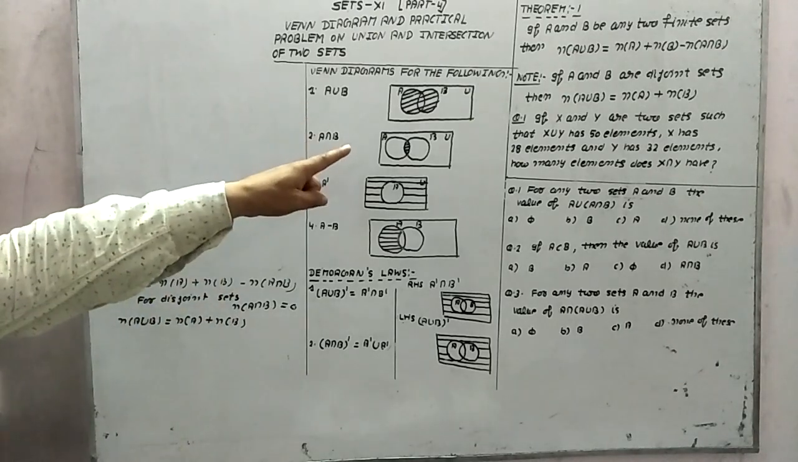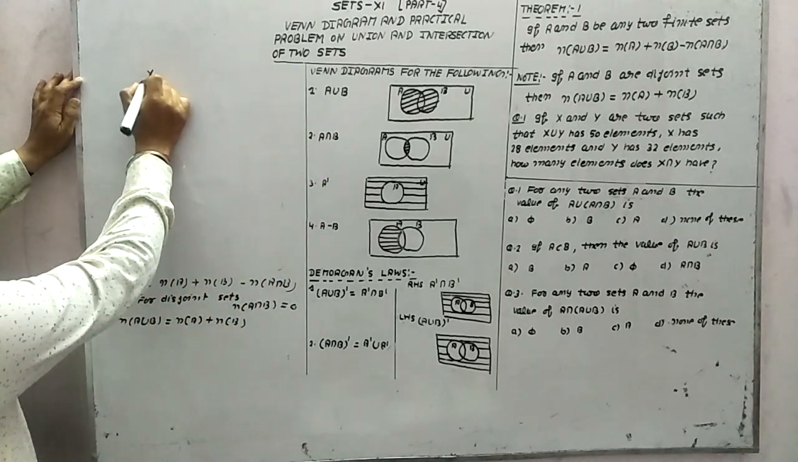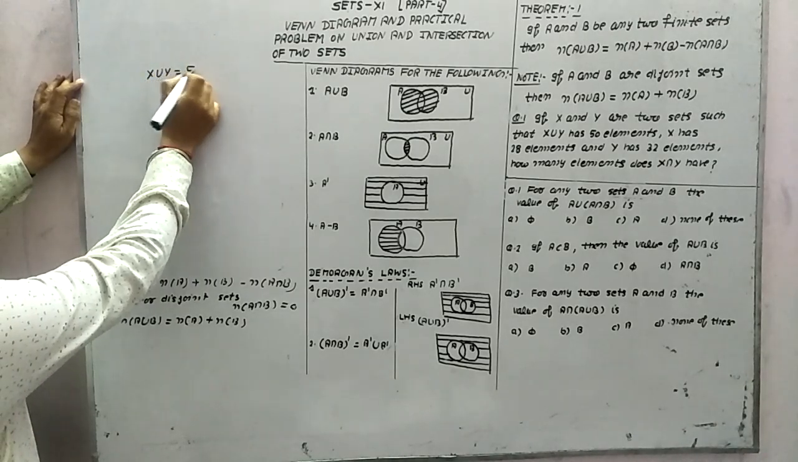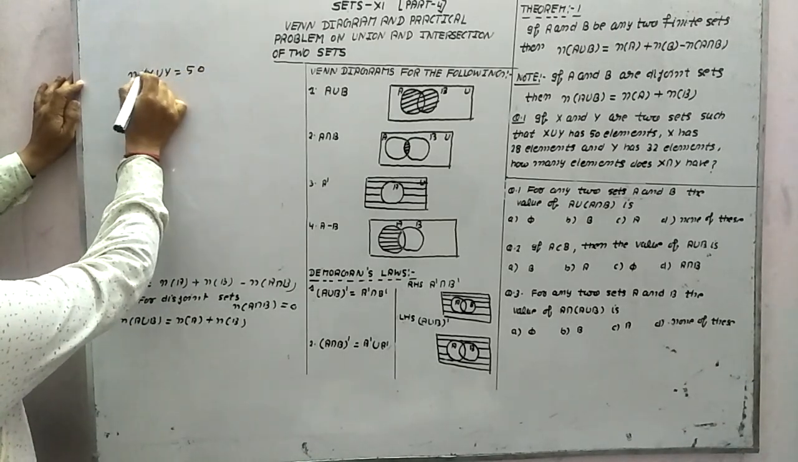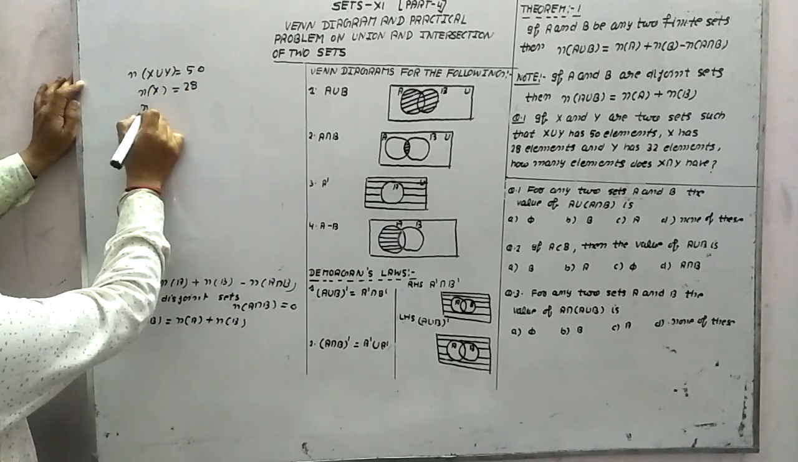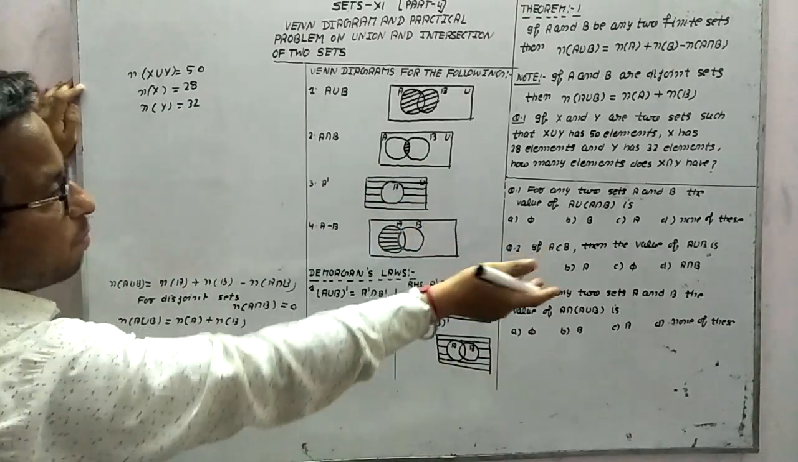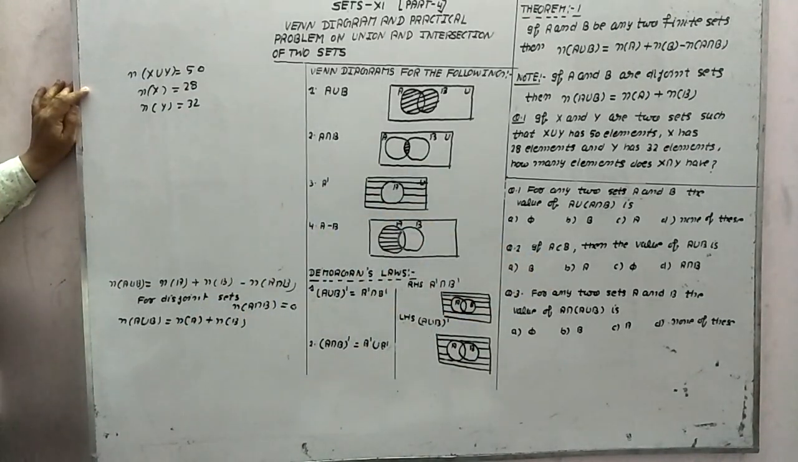Now a very simple question. X and Y are two sets such that X union Y has 50 elements. X has 28 elements, it means the number of elements in X is 28. The number of elements in Y is 32. We have to find out the number of elements in X intersection Y.